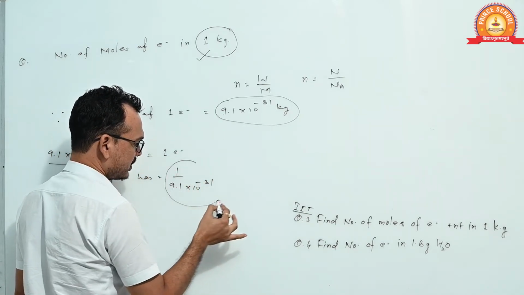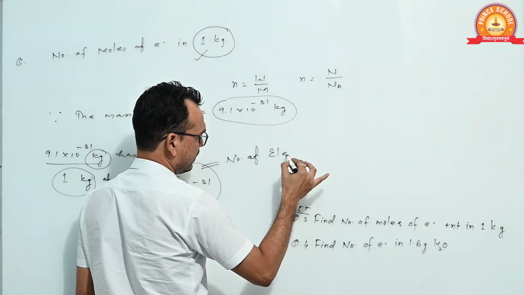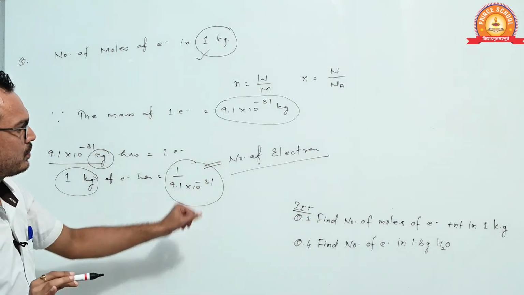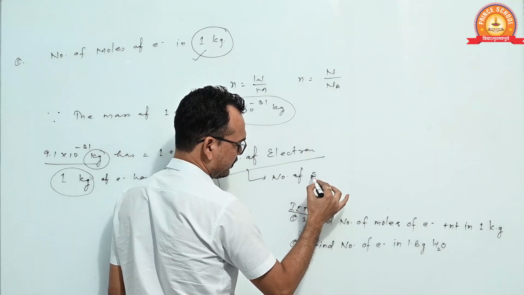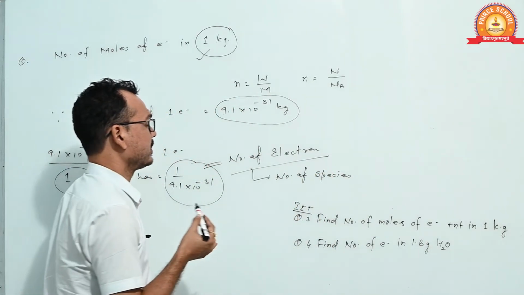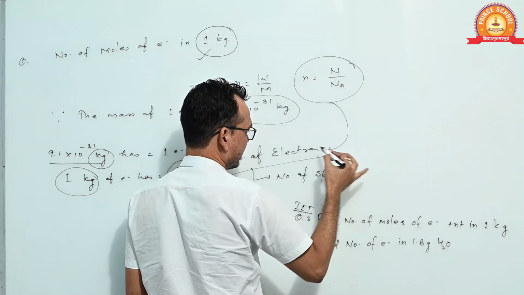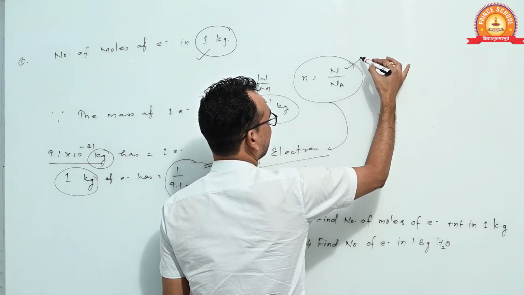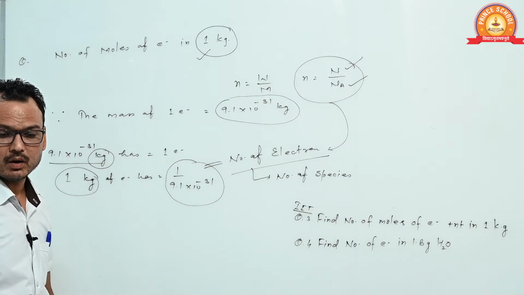What is this? This is the number of electrons. Is that clear? You have the number of electrons, it means we have the number of species. It means this formula will be applicable here. इस formula को आप यहाँ apply कर सकते हो, because we know that the number of particles is given, then divide by Na, then finally we get the number of moles.